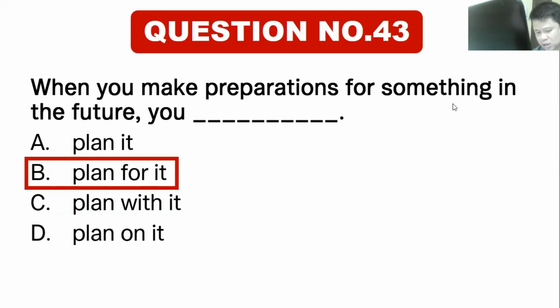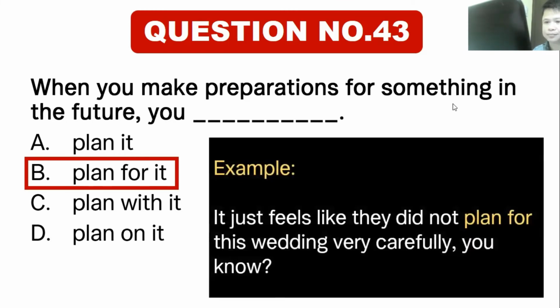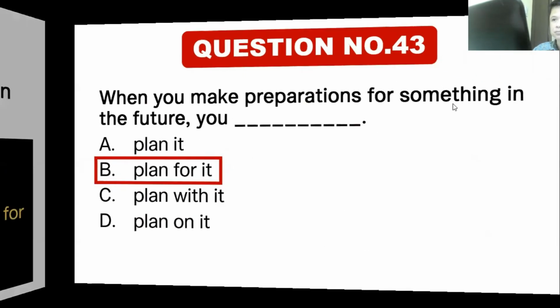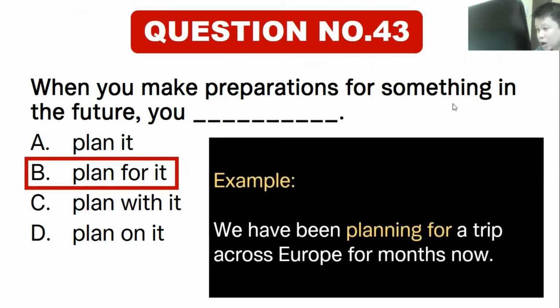To plan for something is to make necessary arrangements or preparations for something before it happens. For example, it just feels like they didn't plan for it. Okay? To plan for. It just feels like they didn't plan for this wedding very carefully, you know. So plan for. Another example, we have been planning for a trip across Europe for months now. So to plan for is to make preparations for something in the future.